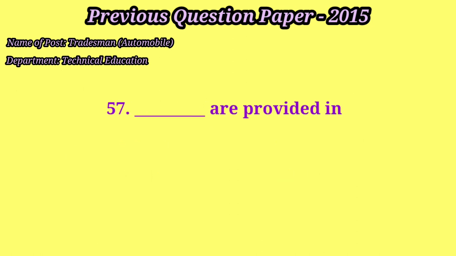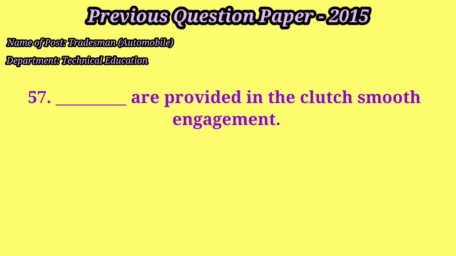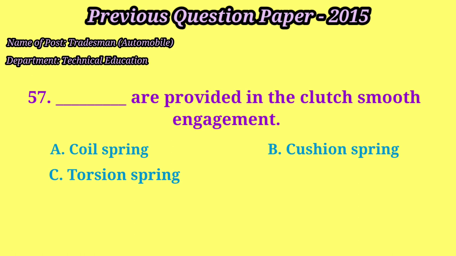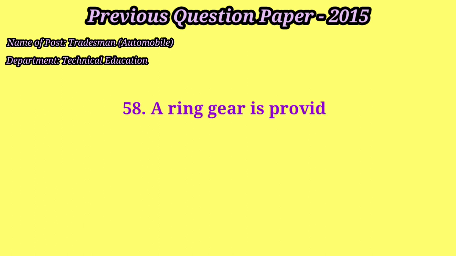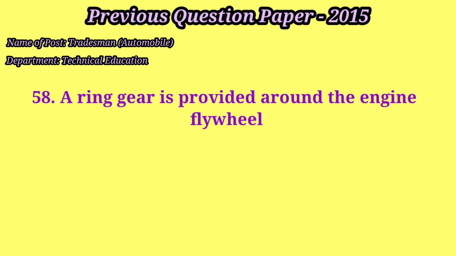57. Dash are provided in the clutch smooth engagement. A. Coil spring. B. Cushion spring. C. Torsion spring. D. Spring basic disc. Answer. Cushion spring.